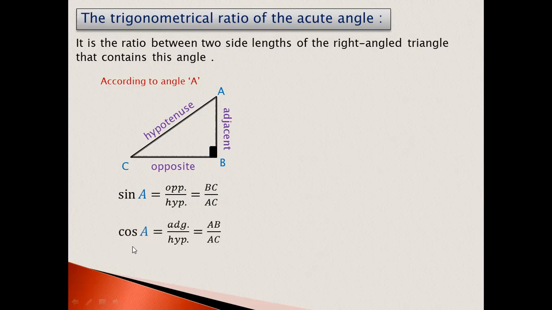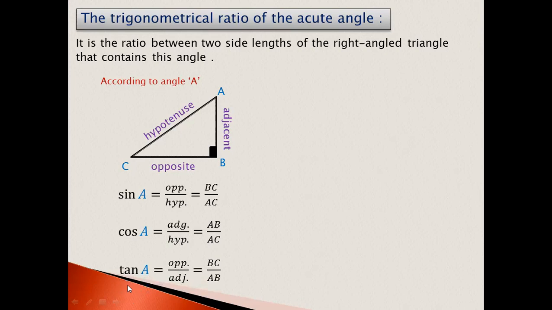And the second trigonometrical function is called cosine. To find cosine A, we need to find the ratio between the adjacent side of the angle A and the hypotenuse. The adjacent side of the angle A is AB, and the hypotenuse is AC, so it's going to be AB over AC.